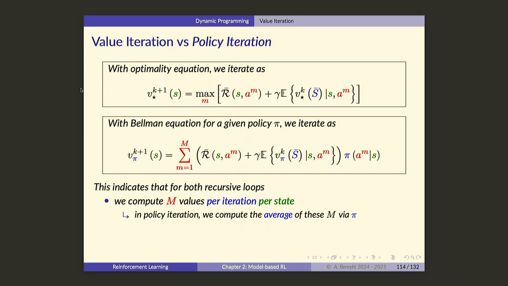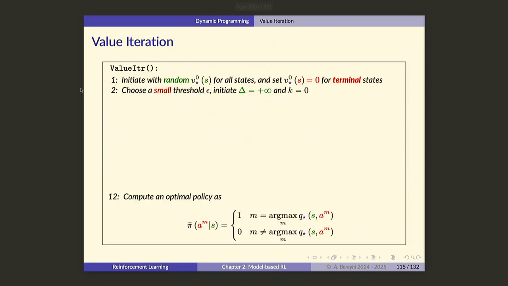the key point here is that for every single stage, you need to compute m different values, right? In the policy iteration, when you are just evaluating your policy, you just take the average of those m different values. But in the value iteration, or when you are dealing with the optimality equation, then you are going to take the largest one, the maximum one, right? This is the only key difference here. And this is going to be the value iteration approach, right?